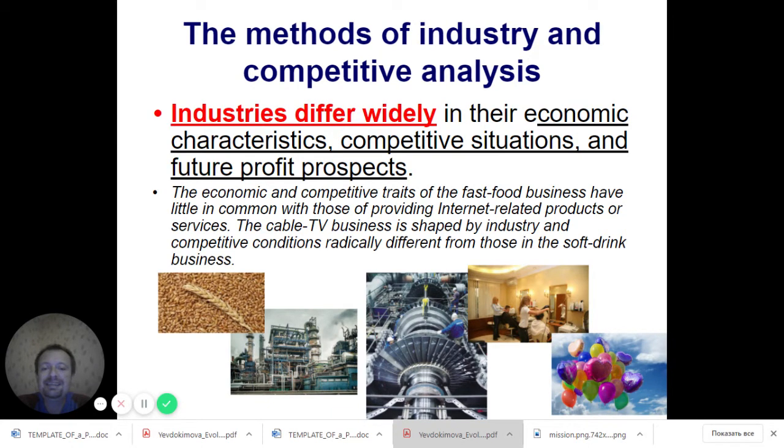All these enterprises are connected with different industries. But to analyze all these differences, we need to use the same structure of analysis. And today we will speak about this very structure of industry analysis.